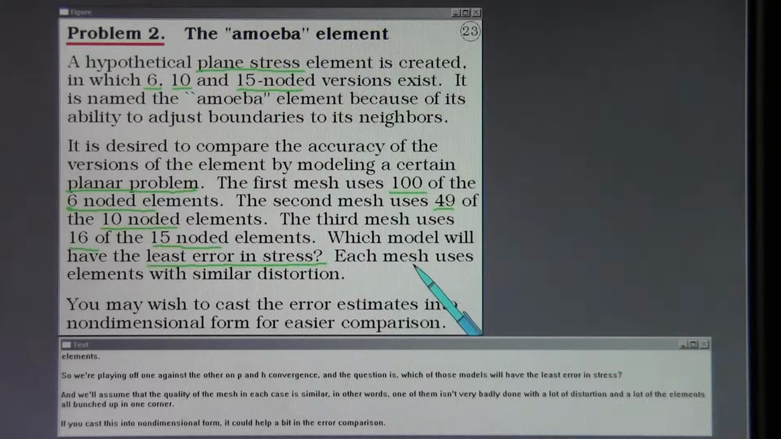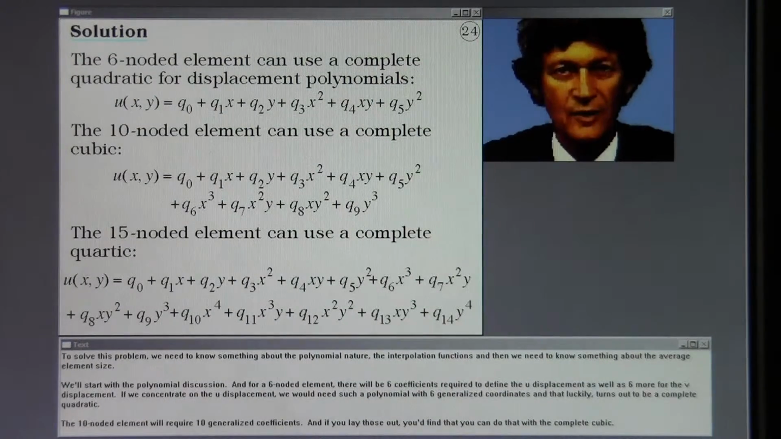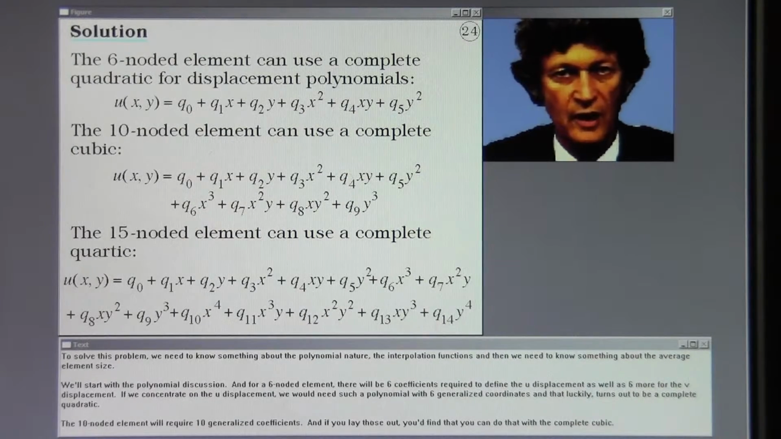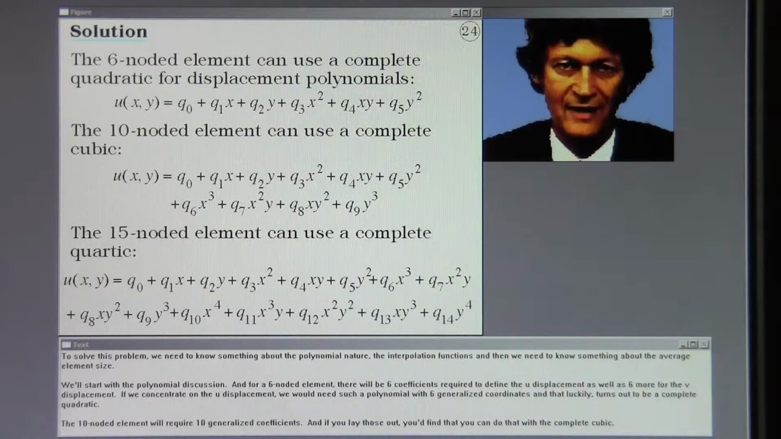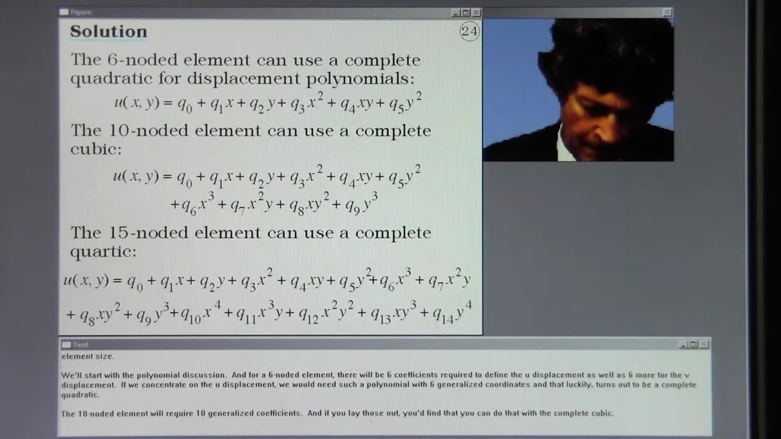In other words, one of them isn't very badly done with a lot of distortion and a lot of the elements all bunched up in one corner. If you cast this into non-dimensional form, it could help a bit in the error comparison. To solve this problem, we need to know something about the polynomial nature of the interpolation functions, and then we need to know something about the average element size.